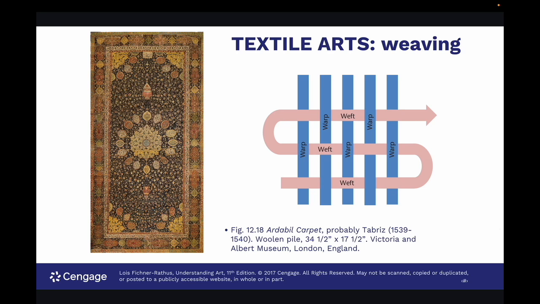So the textbook has this beautiful carpet that is used as an example of weaving, and just generally, if you don't know anything about weaving, it's done with kind of main structure is called the warp threads. So those are kind of like I describe it as kind of like the skeleton of the weaving, and then the weft threads are what go over, under, back and forth.